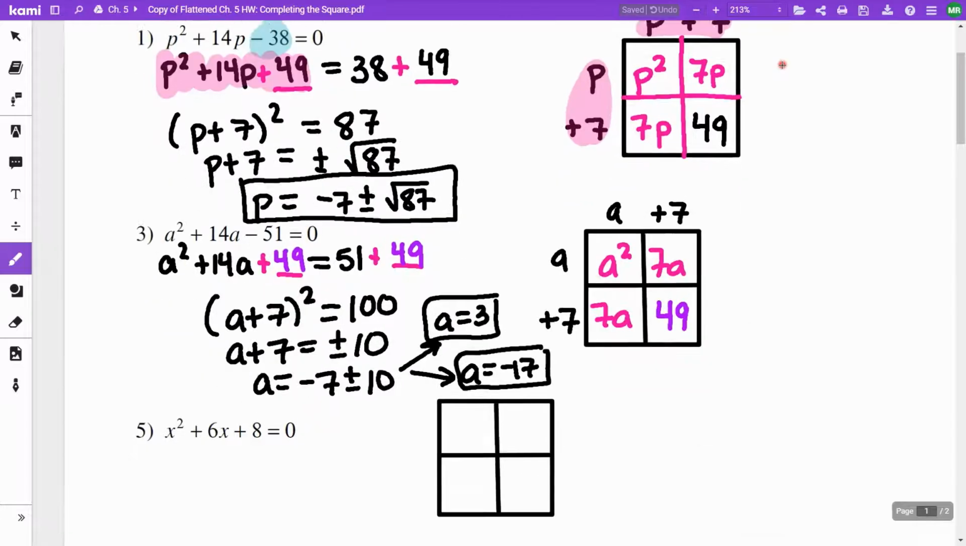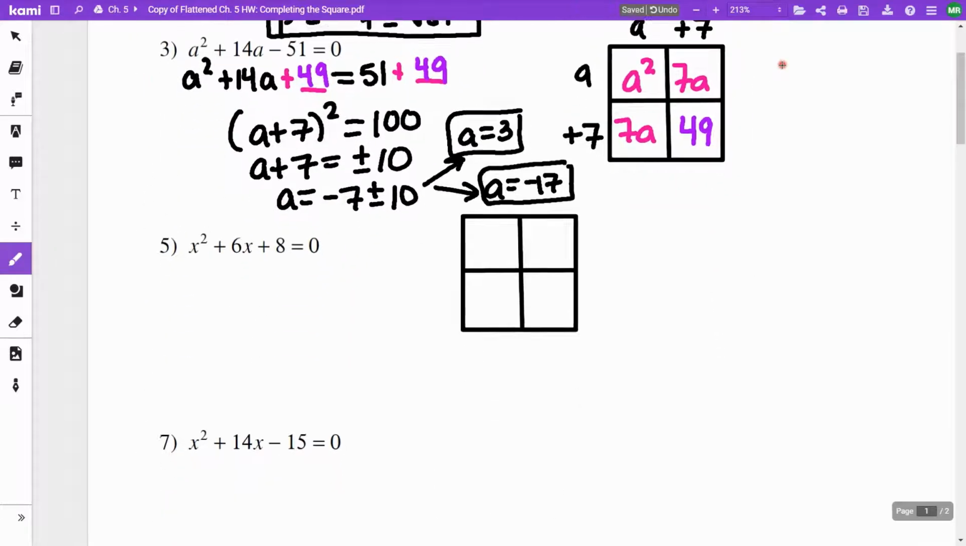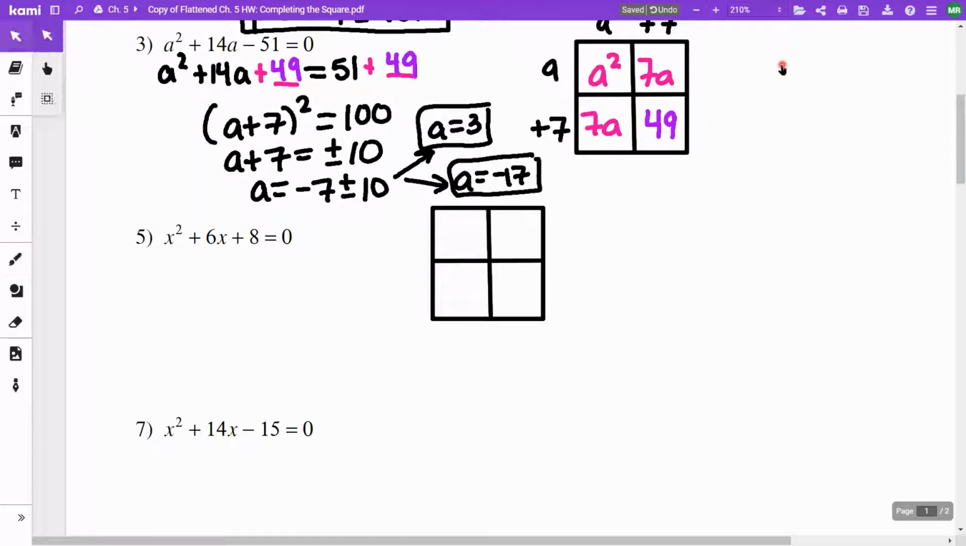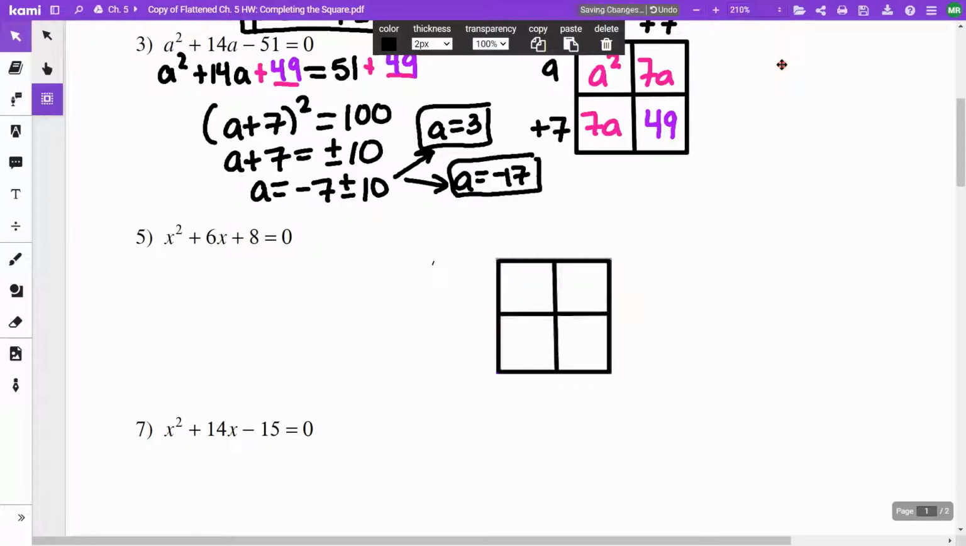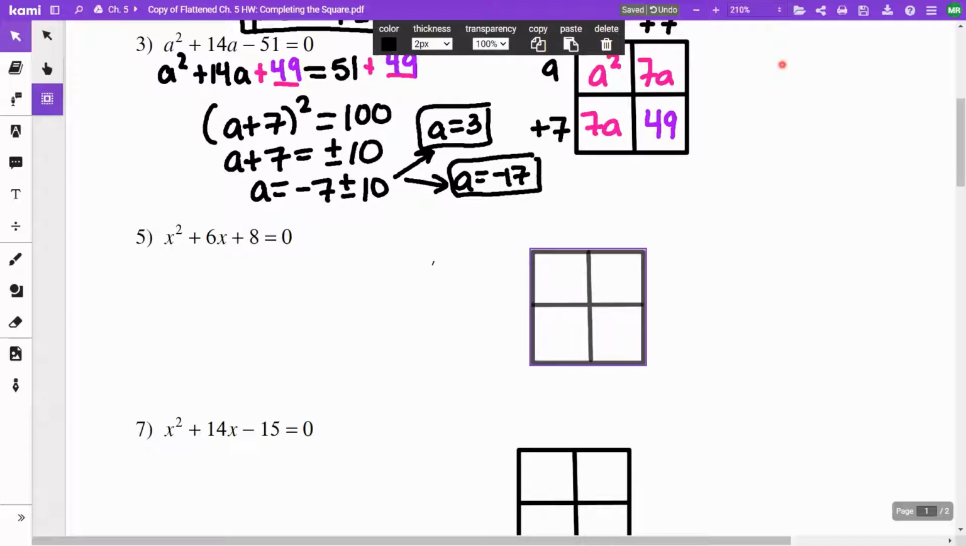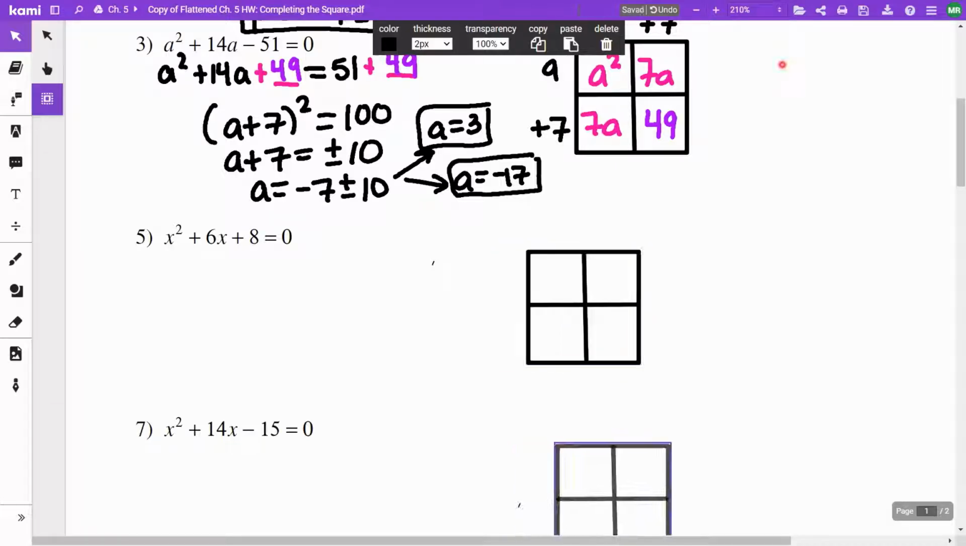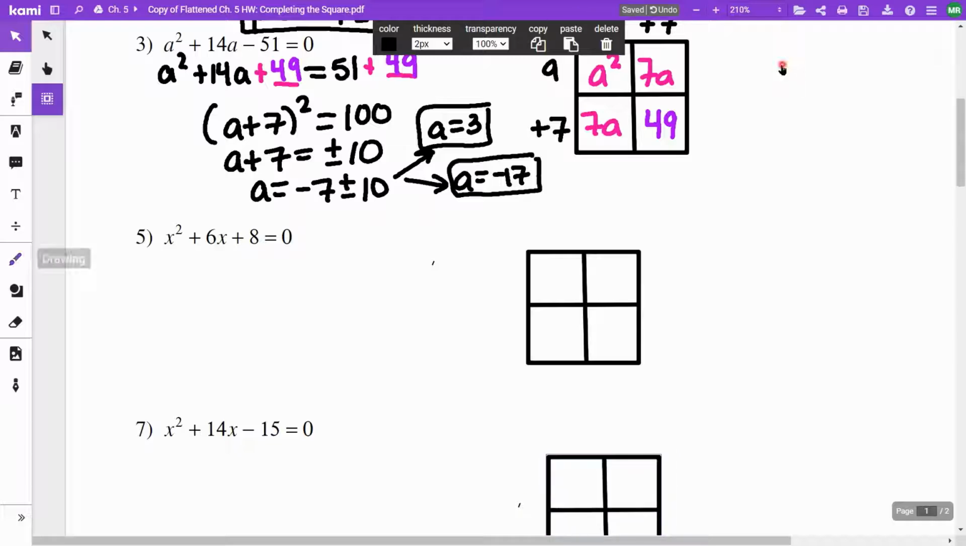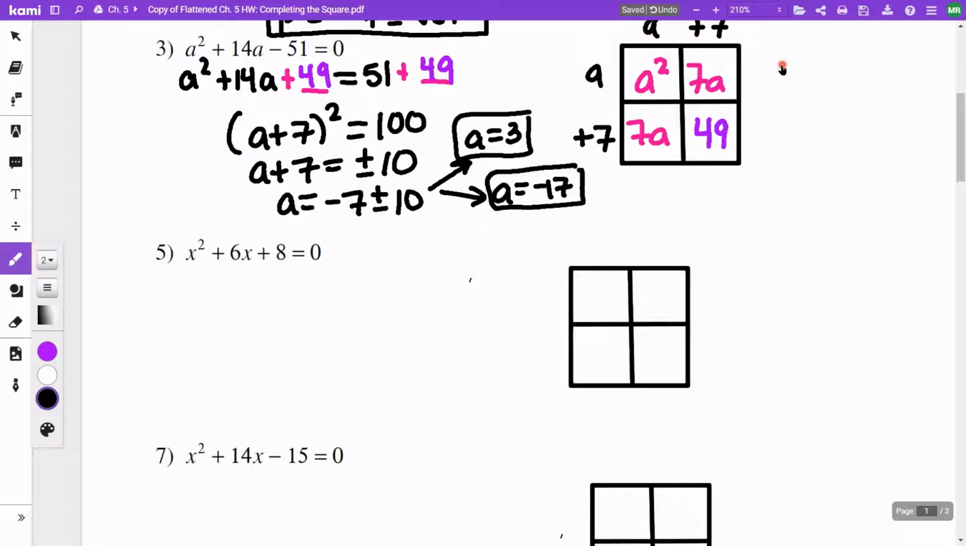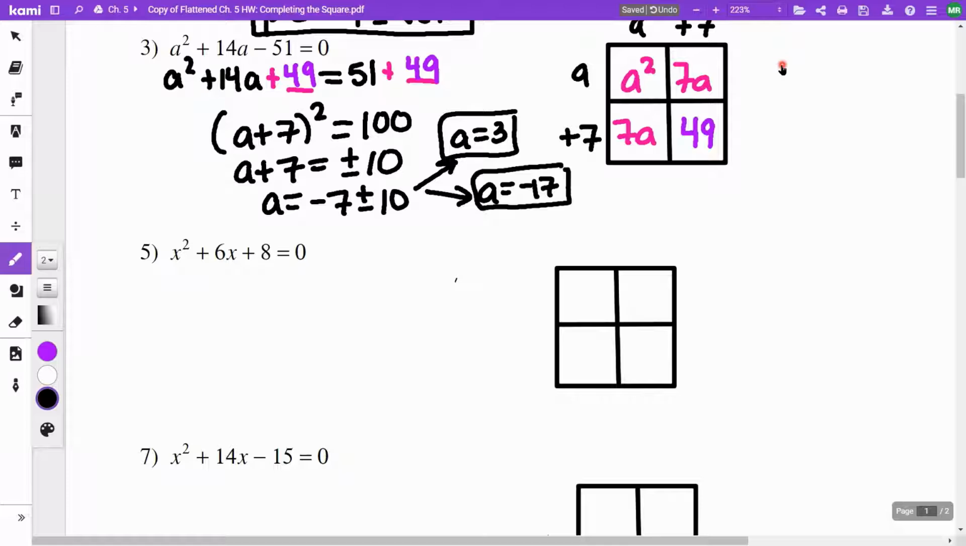Now, in this problem, since we did have a perfect square on the other side, and we ended up getting a nice number, again, this one would have been factorable, but we are doing completing the square on this whole page.